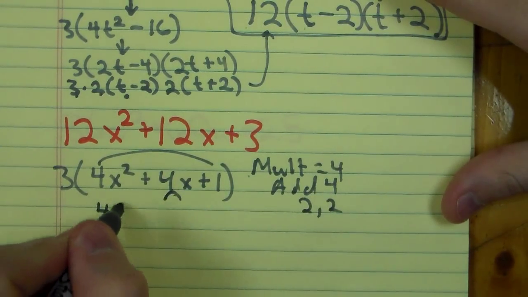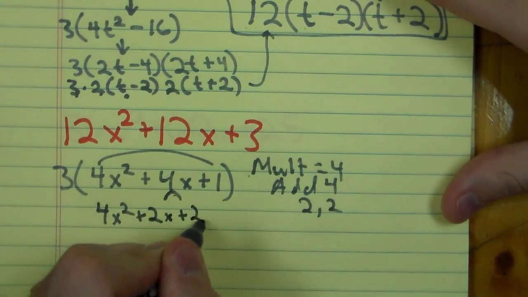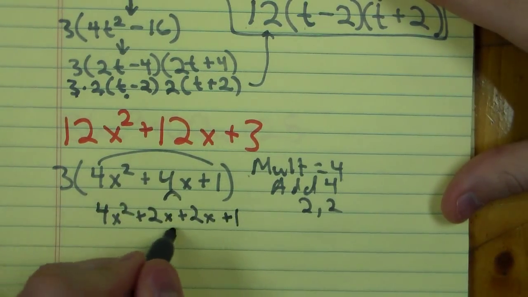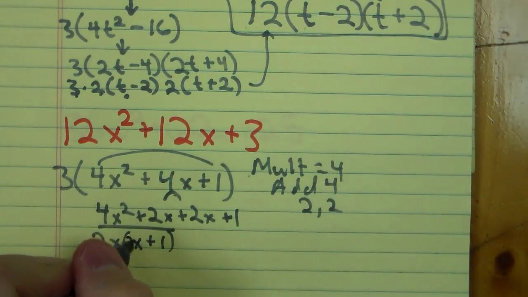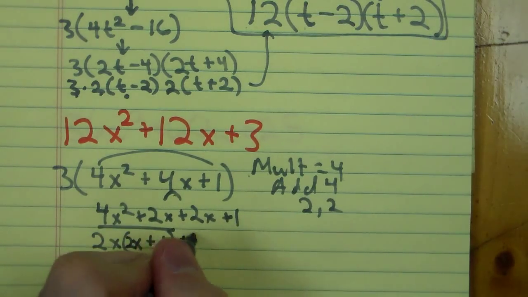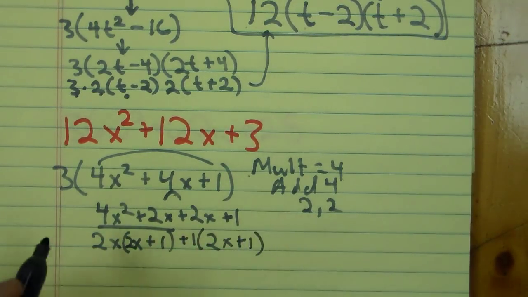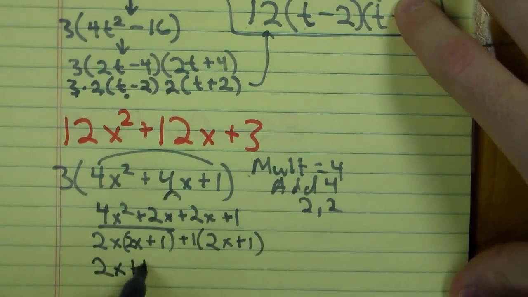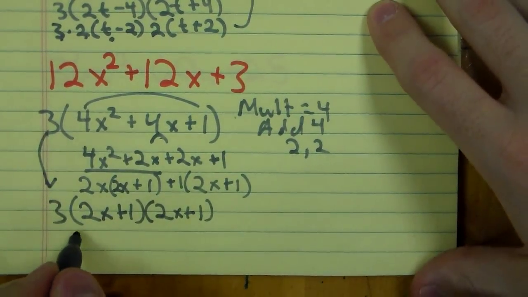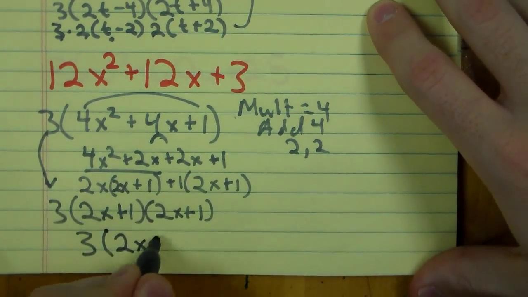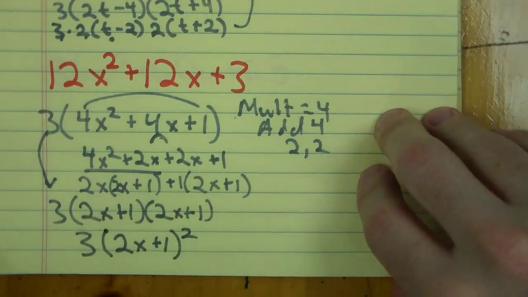So I'm going to have 4x squared plus 2x plus 2x plus 1. Factor the first two, I can take a 2x out. I'm left with x plus 1, or 2x plus 1. I can factor out a 1 because I want it to match 2x plus 1, and I get 2x plus 1, 2x plus 1, don't forget the 3, and write it like this, or 3 times 2x plus 1 squared.